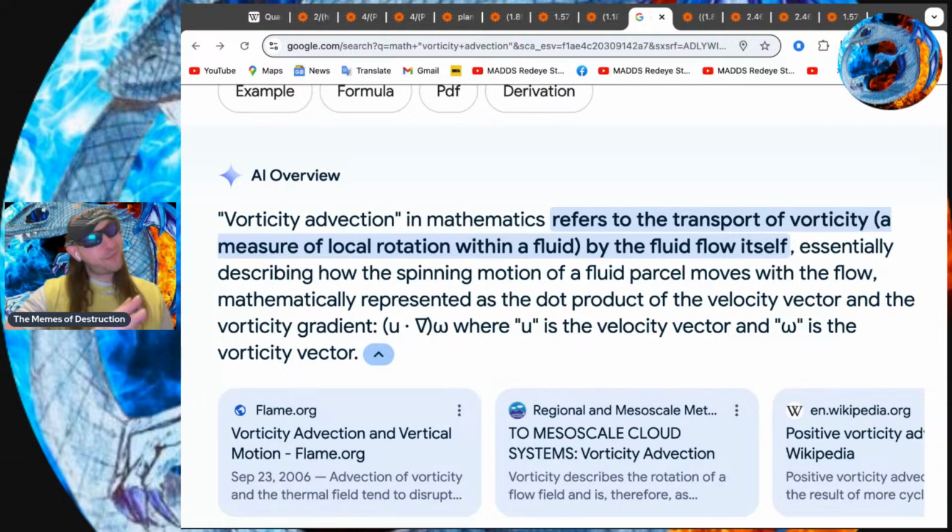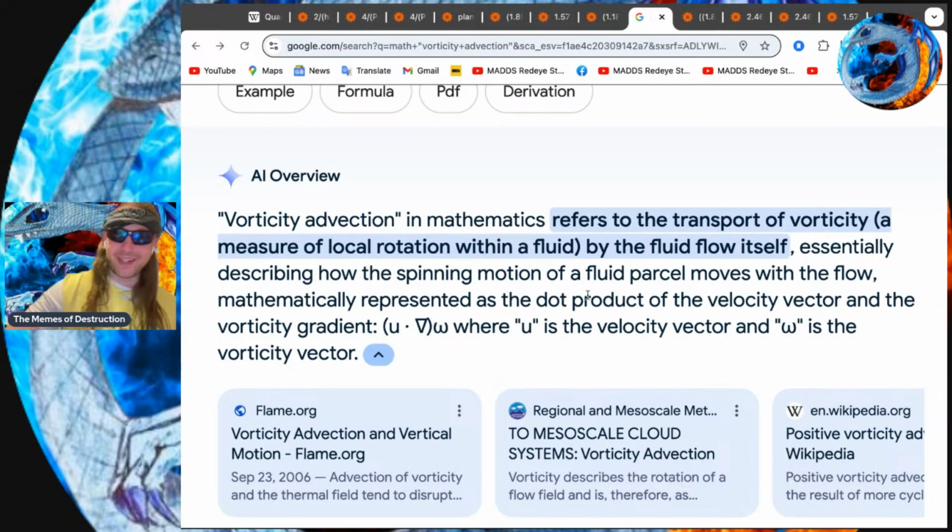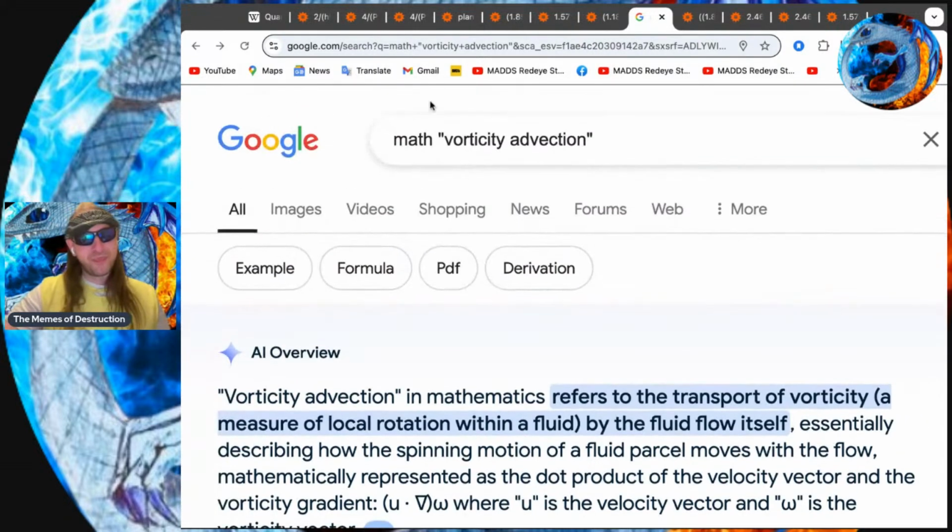It seems to be difficult computations at a time, essentially describing how the spinning motion of a fluid parcel moves with the flow. Mathematically represented by the dot product of the velocity vector and the vorticity gradient. And you go into the notation and everything. That's very interesting. Also interesting when you see the stuff.